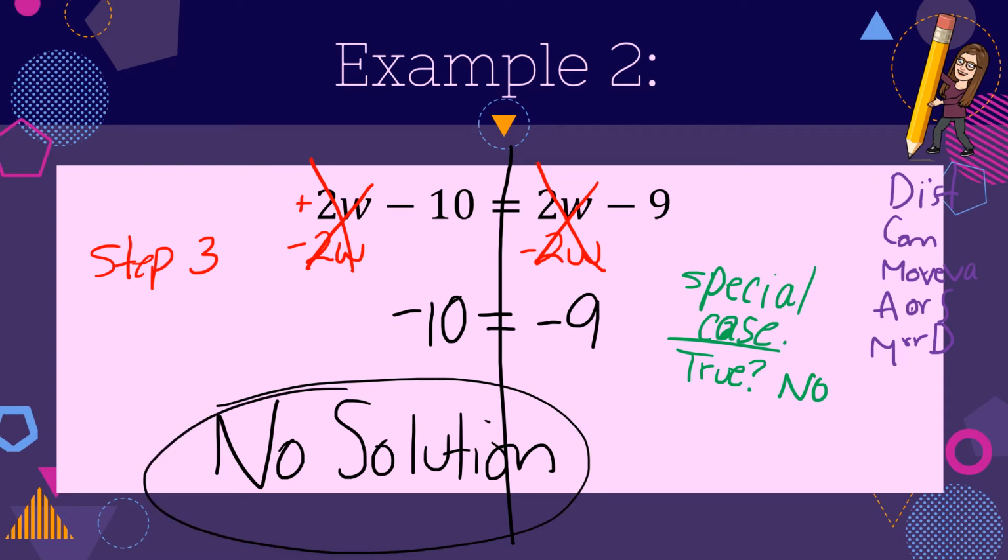So if it's not true, see how that sounds negative? There's a no, it's a not. Then it's a no solution. What that means is there's no number in the world that I can plug into W that'll make this equation work. This equation's impossible to solve.